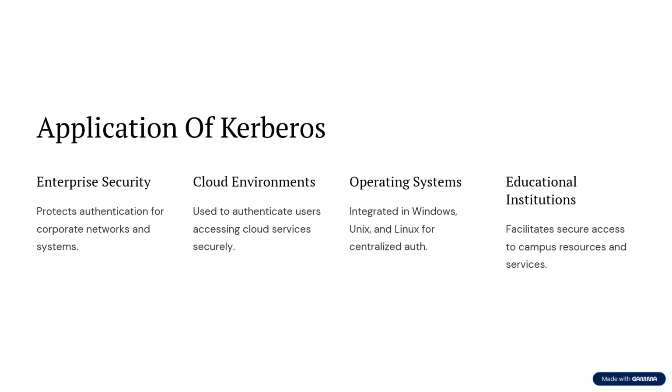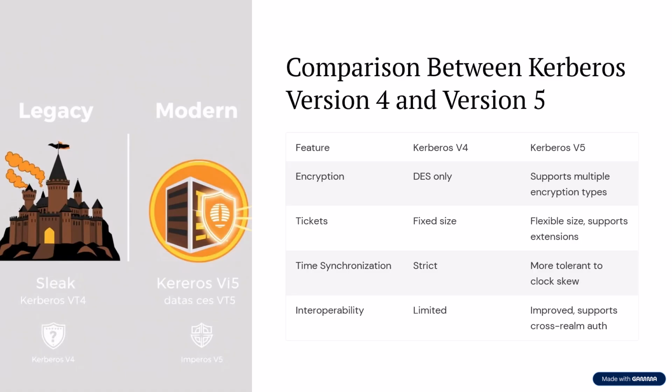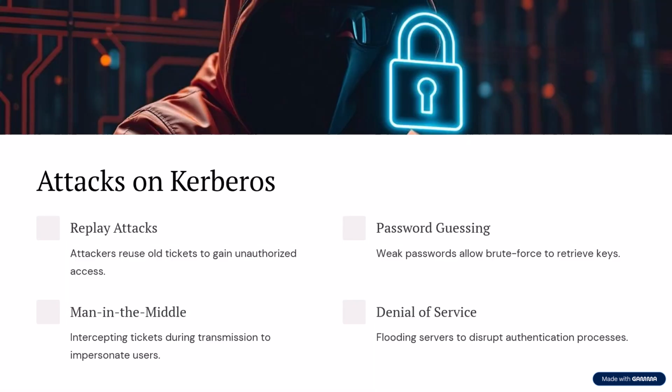Fourth is educational institutions. Schools and universities use Kerberos to control access to their networks and resources, such as online libraries, student portals, and computer labs, ensuring only authorized students and staff can use them. In this slide, we see the comparison between Kerberos version 4 and version 5. In the next slide, we see attacks on Kerberos.